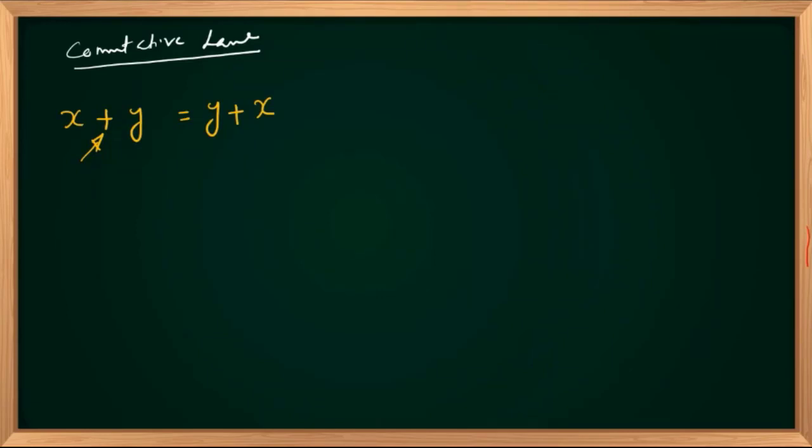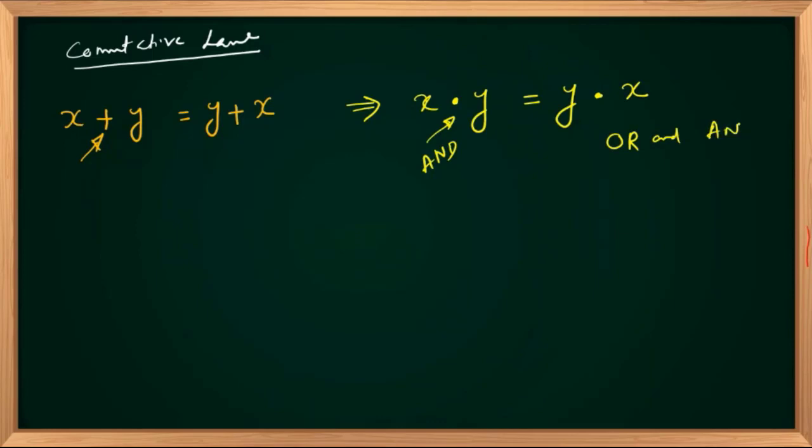If you're taking the dual expression of this, x or y should be replaced with x and y. Right hand side, equality no change. The OR sign should be replaced with the AND sign. So this operator is nothing but the AND operator. So both the OR and AND operators are commutative.